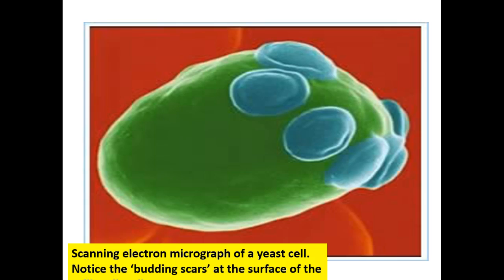This is a scanning electron micrograph of a yeast cell. The blue structures depicted at one end of the cell are places where the cell created buds.